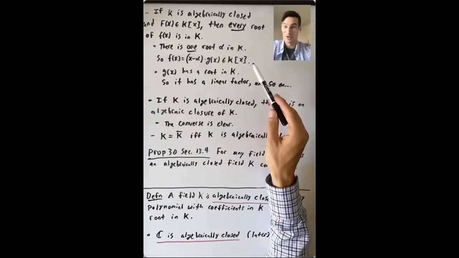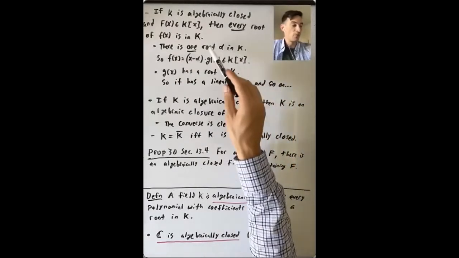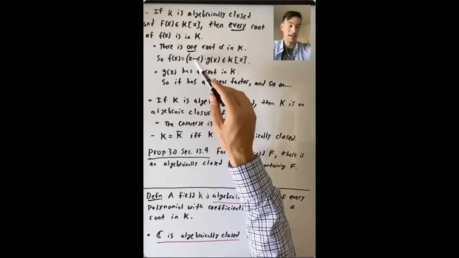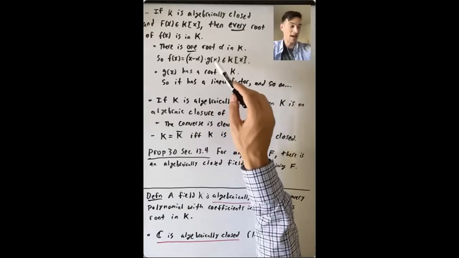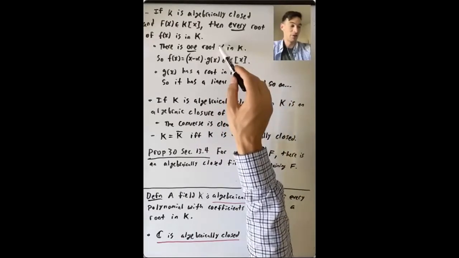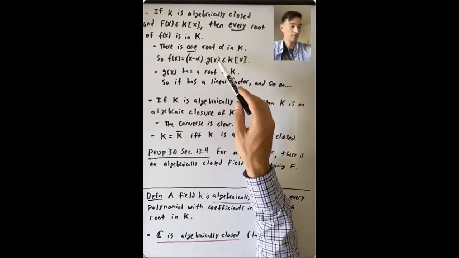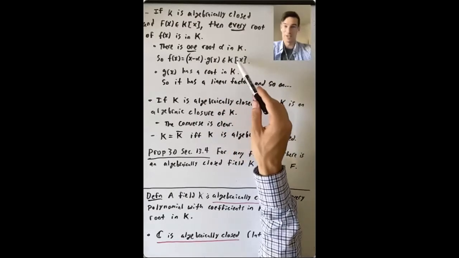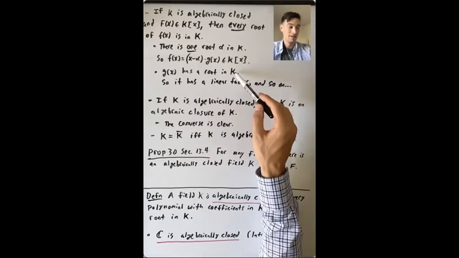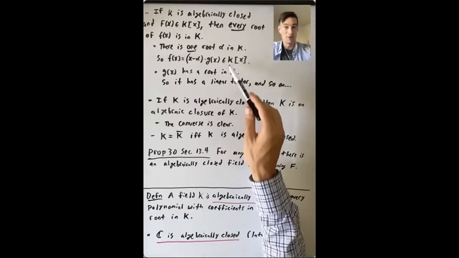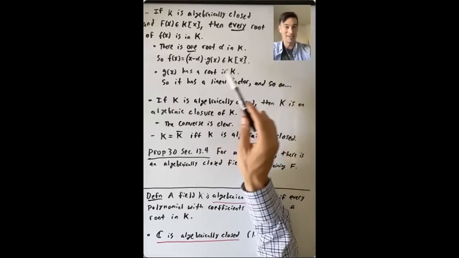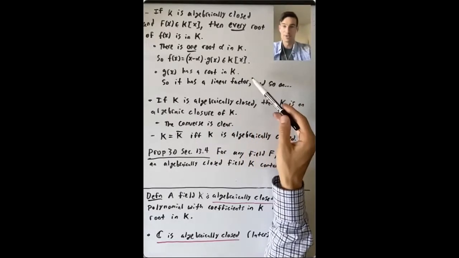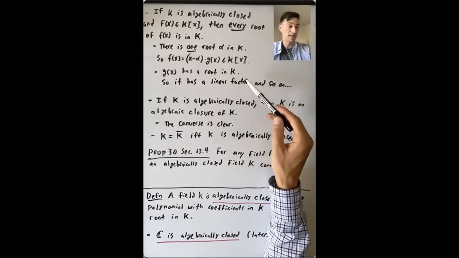The idea is induction on the degree. We know that there's one root alpha of f(x) in K. So how does f(x) factor? It's (x minus alpha) times g(x) in K[x], because having a root is the same as having this linear factor. Now let's look at g(x). g(x) is a polynomial with coefficients in K, so it also has a root in K. So g(x) has a linear factor, and we can pull that one out and do it again and again until there are no more linear factors to take out. So that's the idea. In fact, every root of f(x) is already in K.